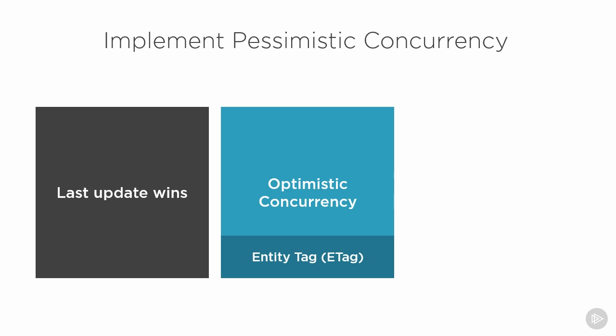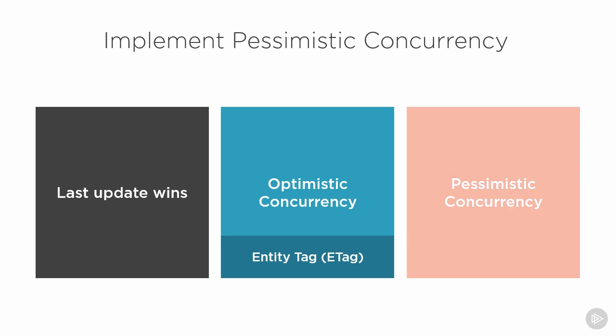In the previous clip you learned how to use a blob's e-tag to implement optimistic concurrency, which means that you check before an update if the blob was changed in the meantime. In this clip you will learn how to implement pessimistic concurrency, which means you create a lock on the blob so that other users and processes are not able to update the blob anymore.